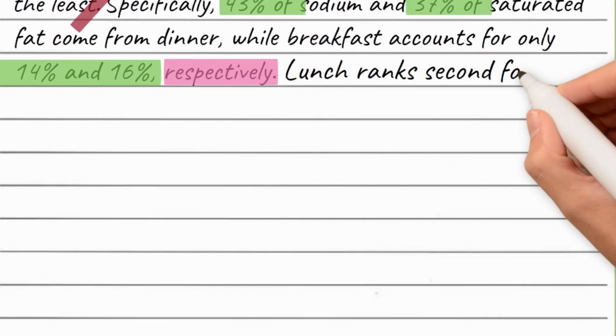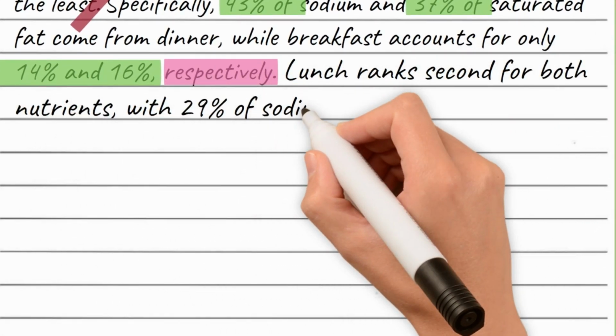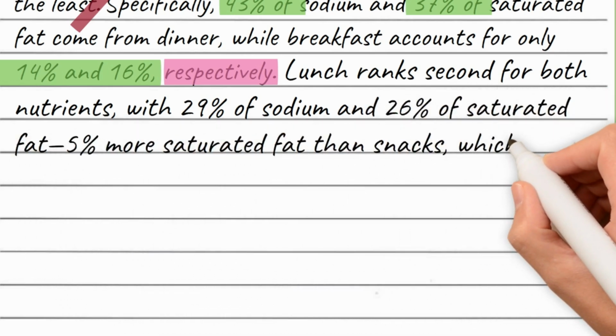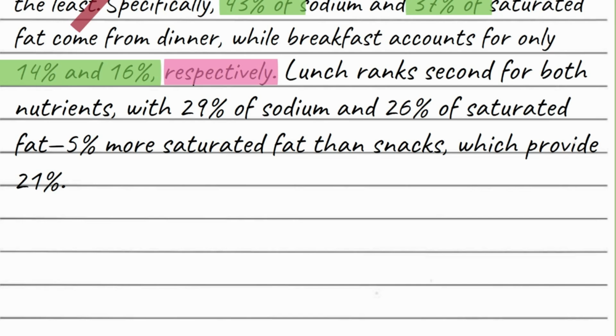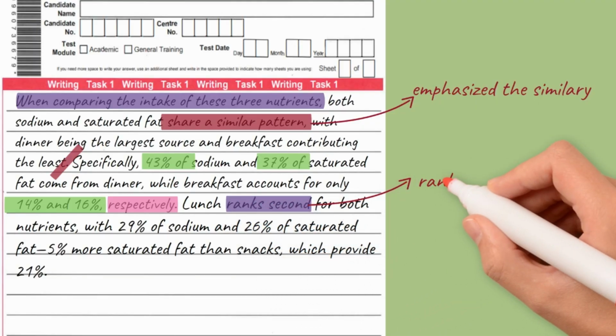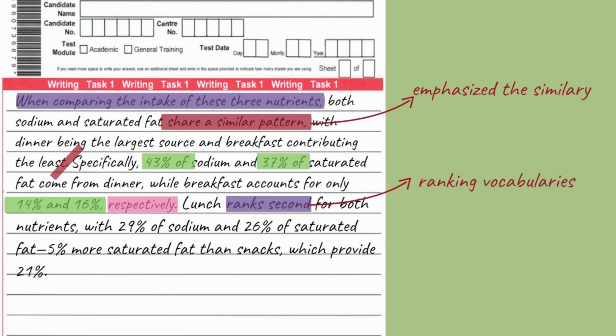Sentence 3. Lunch ranks second for both nutrients with 29% of sodium and 26% of saturated fat, 5% more saturated fat than snacks, which provide 21%. Use ranking expressions like "rank second" to describe relative positions. Include simple direct comparisons with numerical differences.